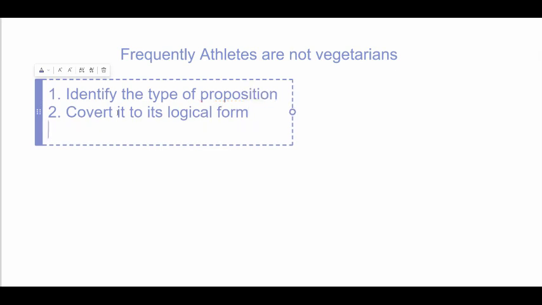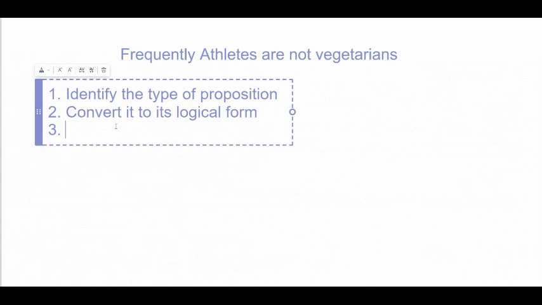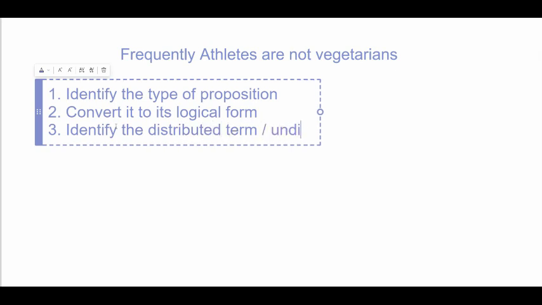Ignore the typed words, ignore some minor errors, otherwise we'll keep continuing like this. Third is, let's look at the question. First, convert to its logical form, identify the kind and name the distributed term. So the third is to identify the distributed term. So we'll also identify the undistributed term also.